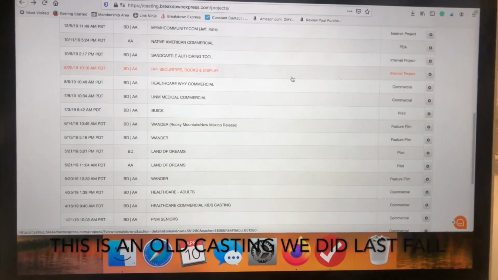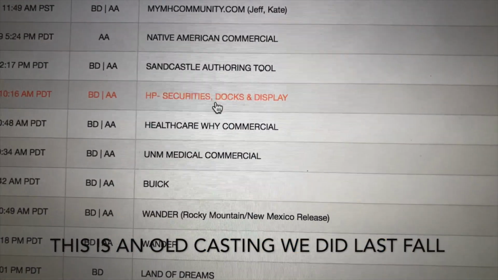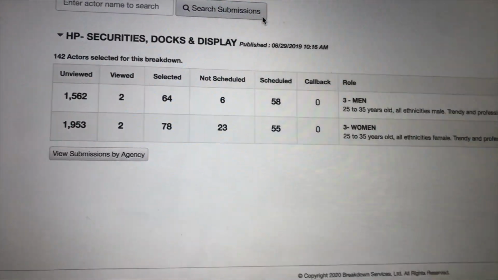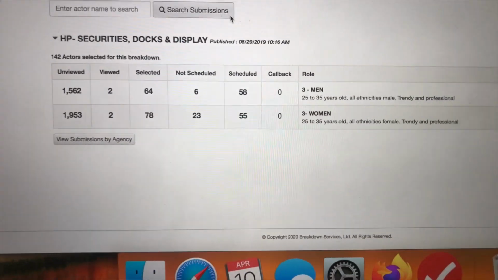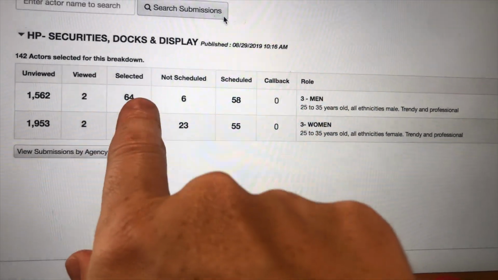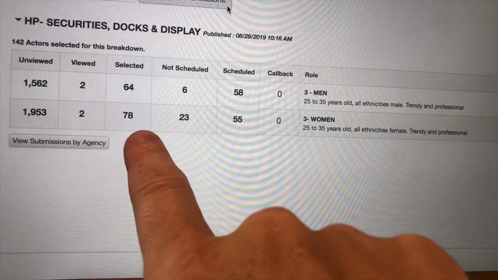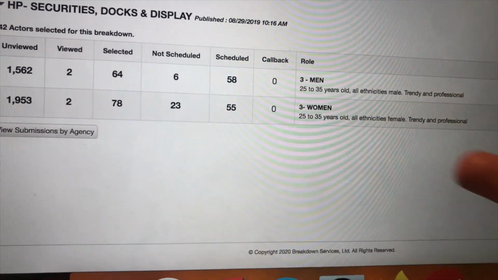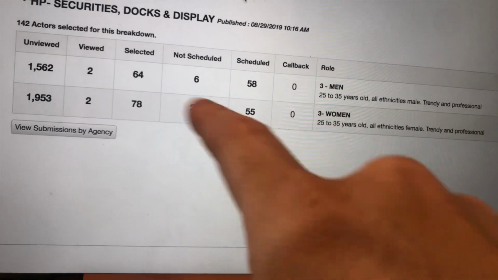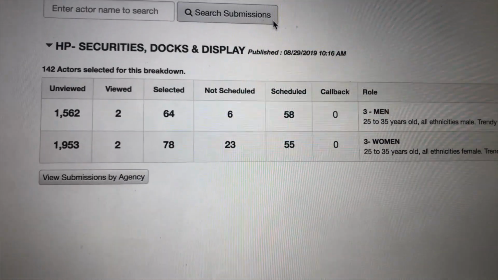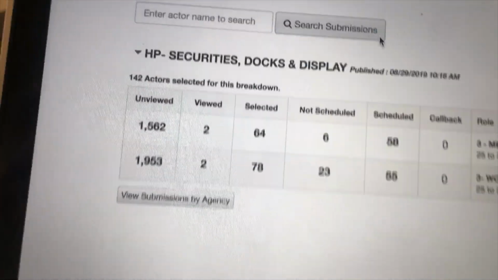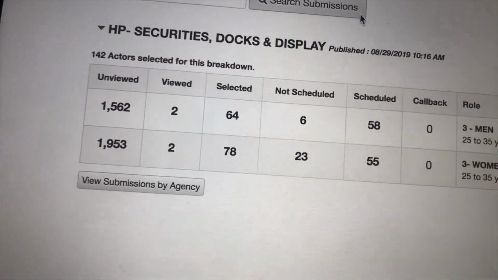I want to show you an old casting just to show you some numbers. So I'm going to select this HP Securities doc. This is a non-union commercial in LA. So we needed 3 men and 3 women. We had over 1,500 women and men and 1,900. I selected 64, 78. And then I only had so much time in my schedule, so I only was able to schedule 58 and 55 of these numbers. Again, this is a non-union commercial in LA, and look at these numbers. I mean, that to get an audition out of that is really, truly a win.